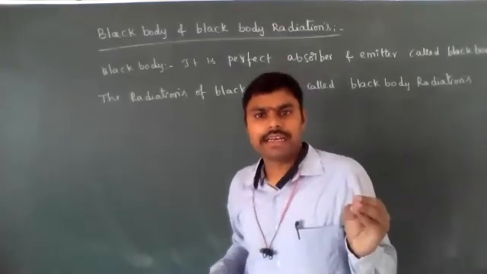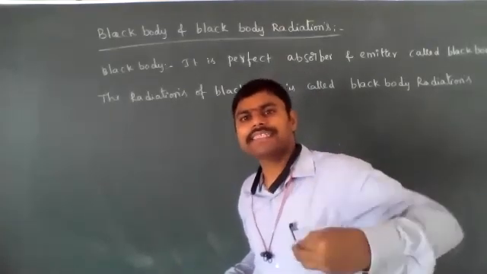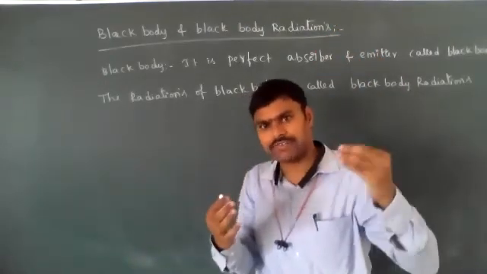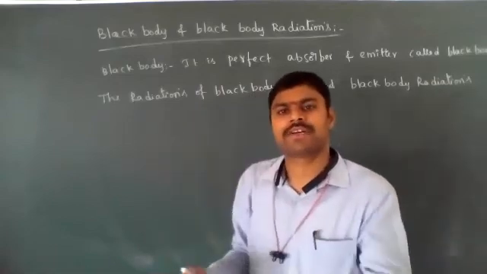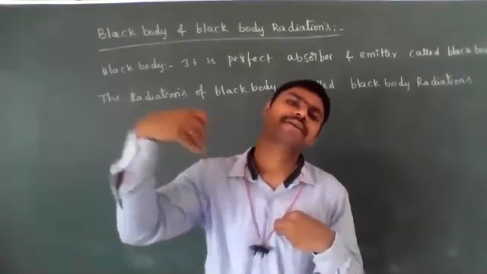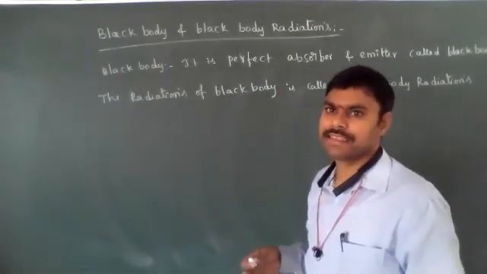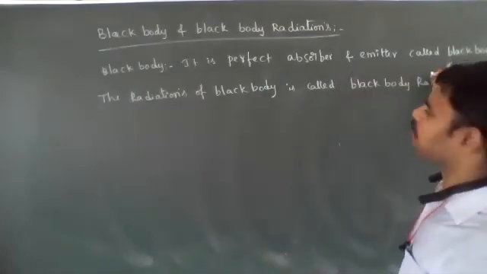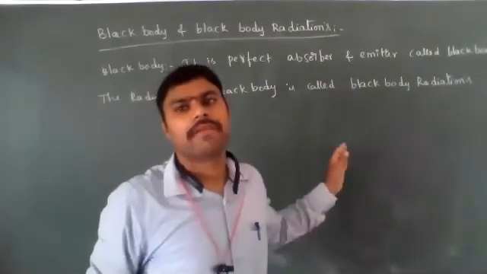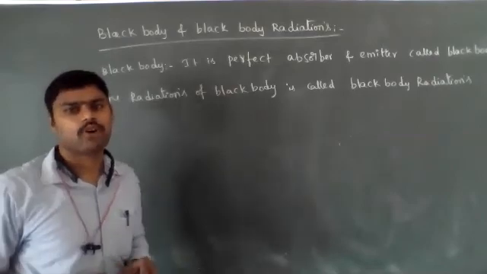Black body means any substance, any material, which acts as a perfect absorber. Means however many radiations we are producing, all those radiations must be absorbed, and at the same time it should emit those radiations 100%. Such types of materials are called black body. And the radiations of a black body are called black body radiations.